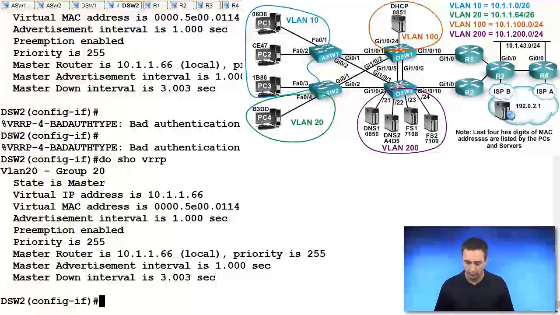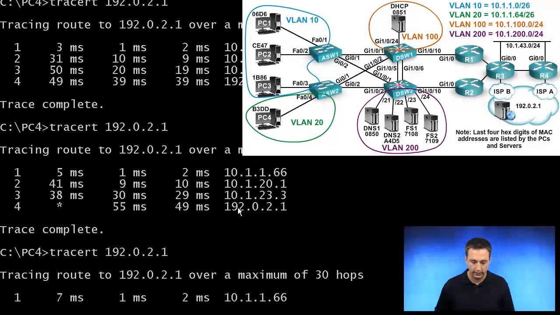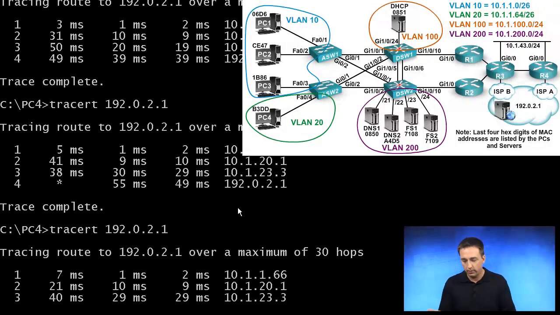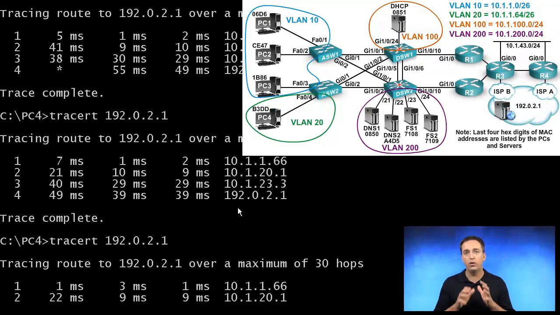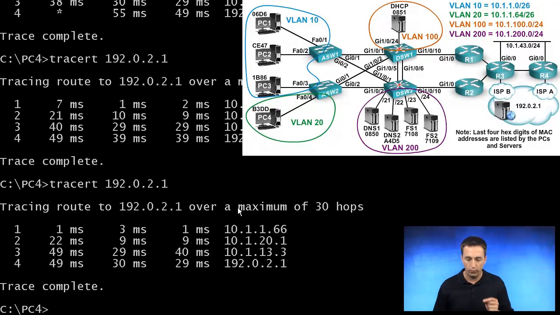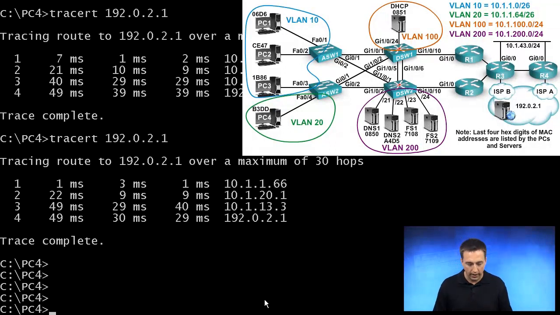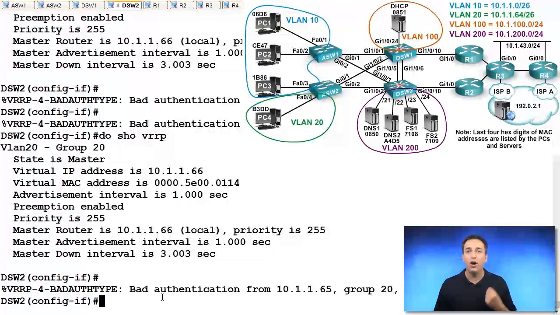If we visit our PC and we do a trace, we'll see that in this case we're going through DSW2 right now. But other clients might be going through DSW1. Other clients might be going through DSW2 and vice versa, back and forth. So we have to make sure that we accurately define the addressing, the timers, and authentication.